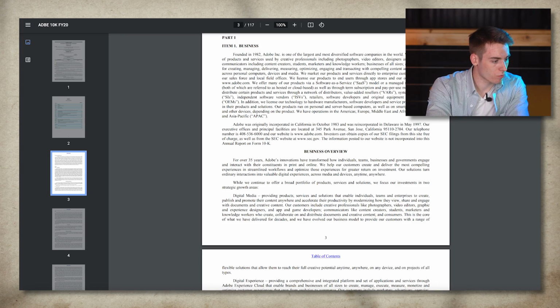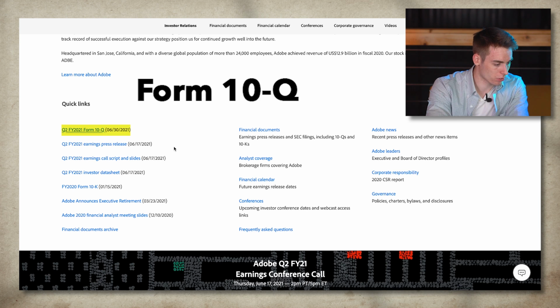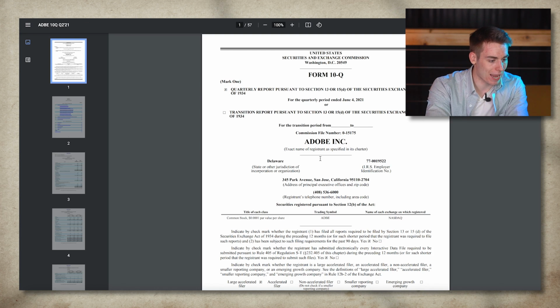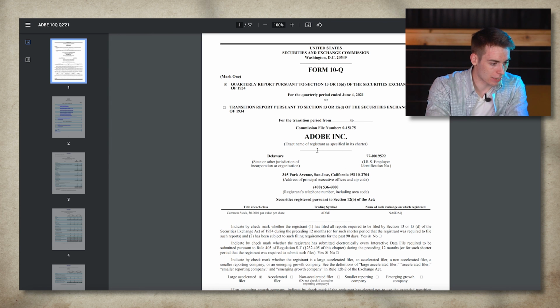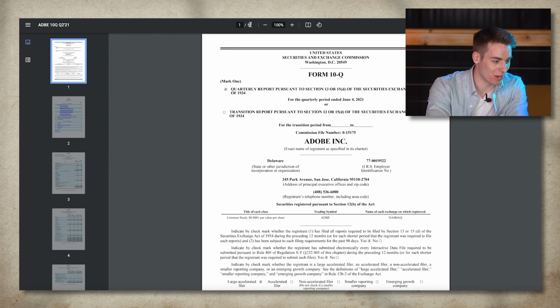So that's the Form 10K. If we go back to the investor relations page, I want to take a look at one more form, and that's what's known as the Form 10Q. Now, this does not come annually. This comes quarterly. And it's very, very similar to the 10K. It's not as long. It's about half the length.